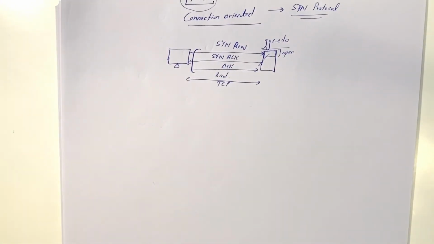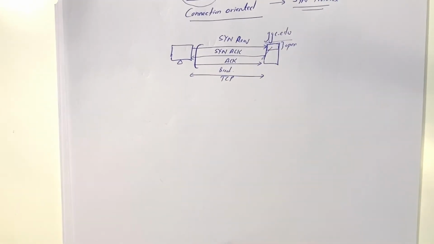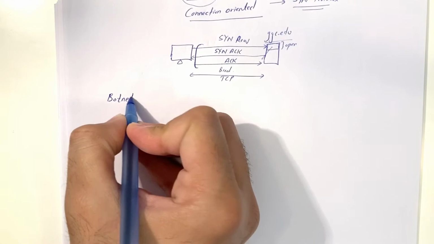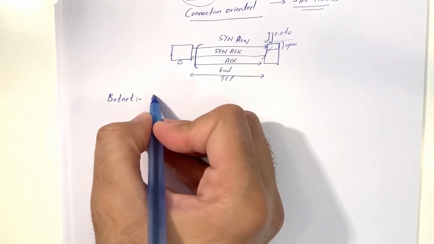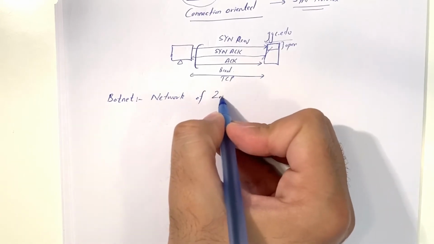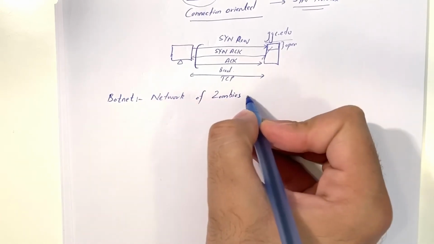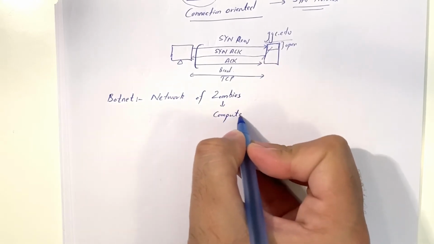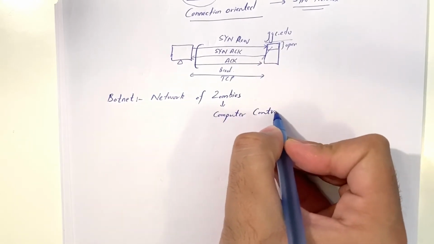How do attackers abuse it? In order to launch a SYN flood, what will the attacker do? The attacker will create a botnet. What is a botnet? A botnet is basically a network of zombies. And what is a zombie? A zombie is basically a computer controlled by a hacker.